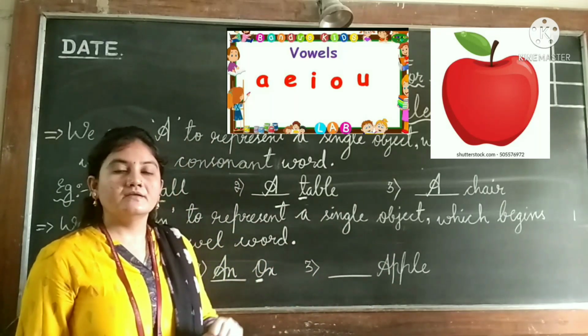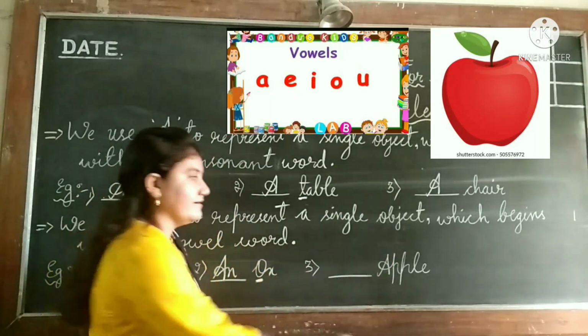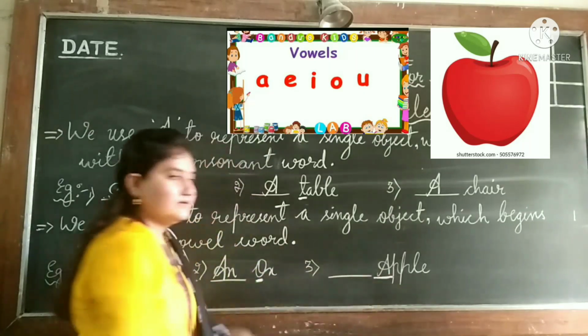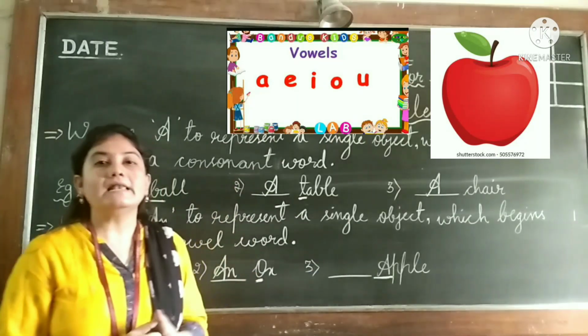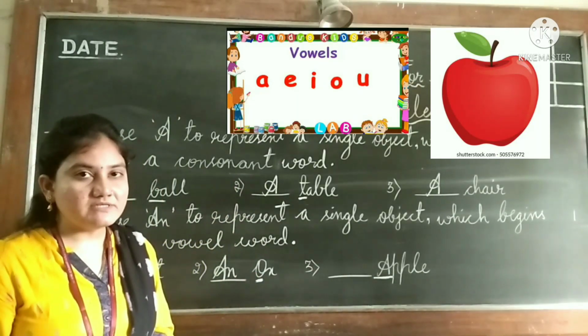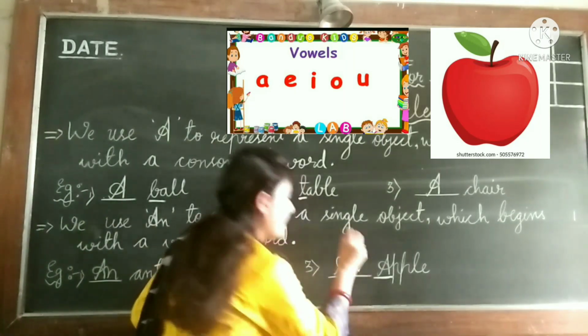Next, apple. A-double-P-L-E, apple. The word apple begins with the letter A here, isn't it? Can you see? Yes, A is a vowel letter. So what we will use here? An. A-N. An.